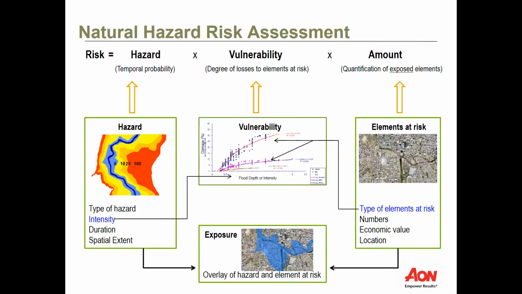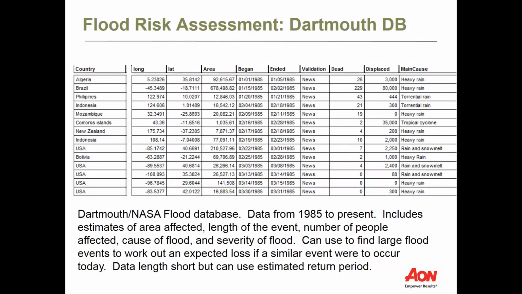So sometimes instead of doing vulnerability curves, what we do is look at events that occurred. We go back and find actual events, and then we can get an idea of how risky something is, what the claims would have been if that had occurred before. So this is again from the Dartmouth Observatory database, and they have a database of every single major flood event back from 1985.